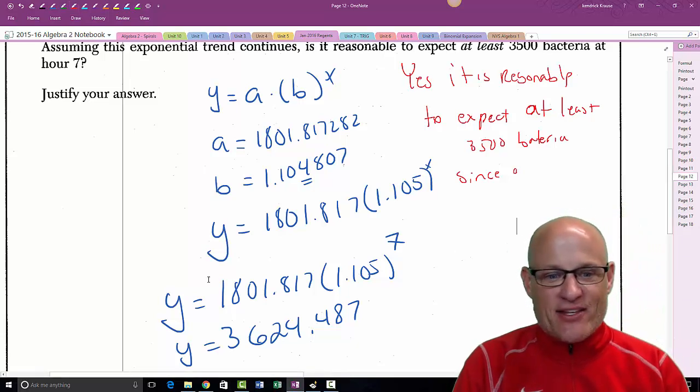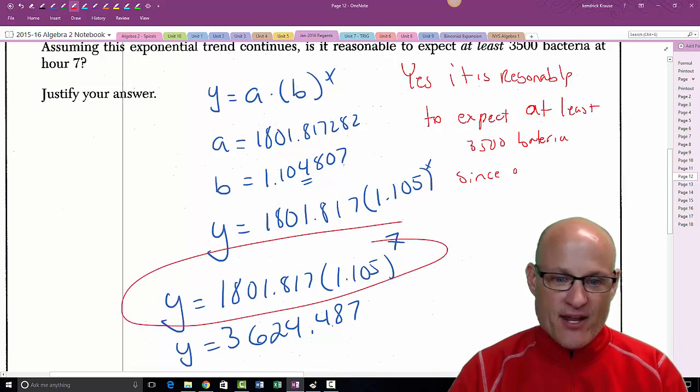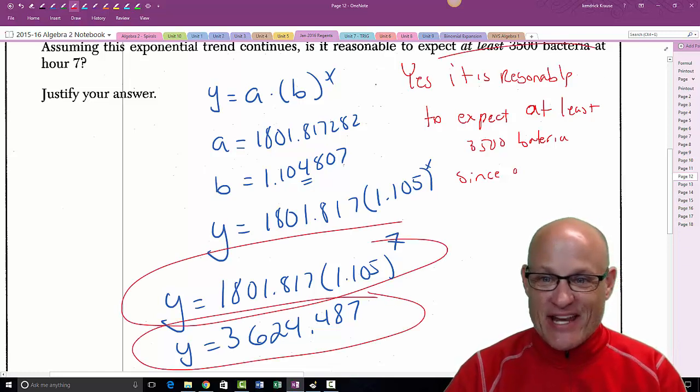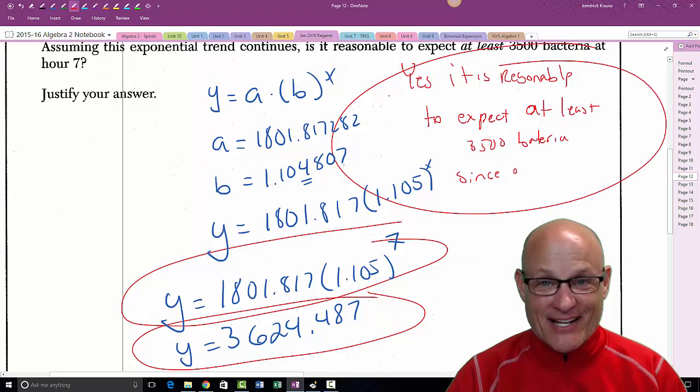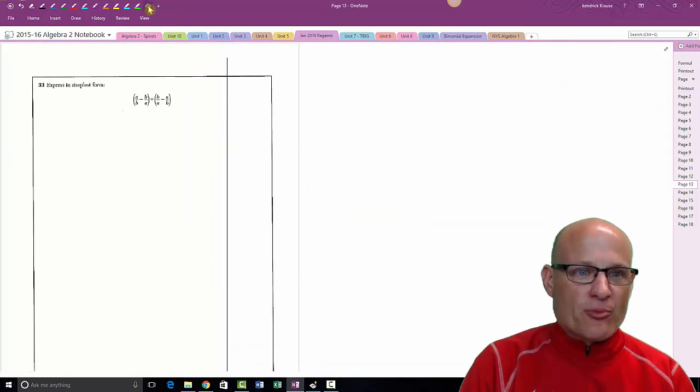As long as you got this equation here and this number and said yes and gave some kind of answer, you're going to get 2 points. Okay, moving on. That's a lot for 2 points on that one.